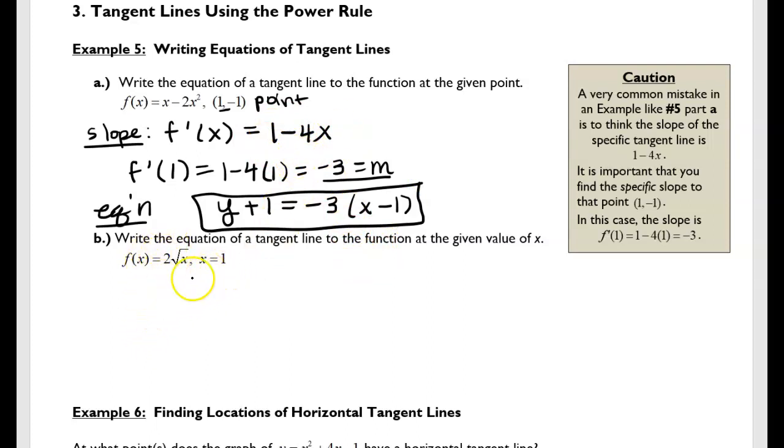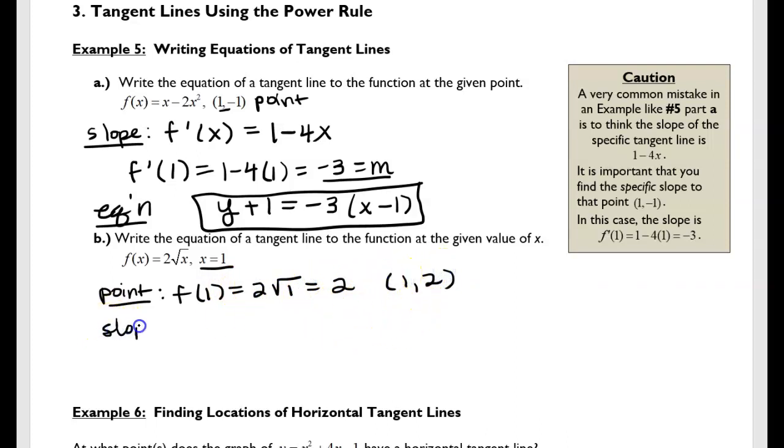Okay, same idea for b, we just have a different function. It doesn't actually give us the point this time though, it just gives us the x coordinate. So if the point isn't given, you need to find it first. So we know x equals 1, so we need to find f of 1. So it's 2 radical 1, which is 2. So we have the point (1, 2).